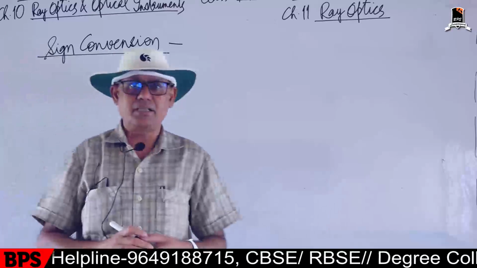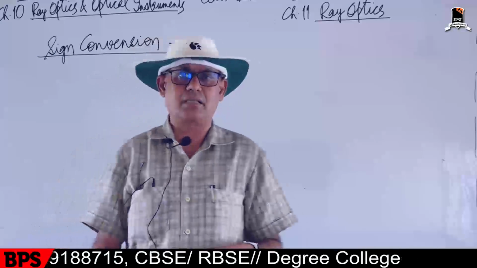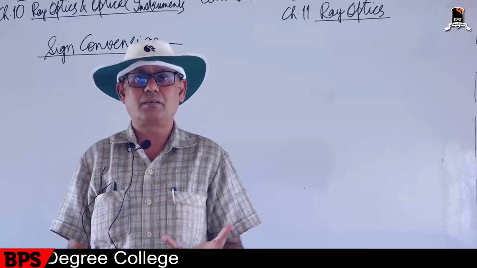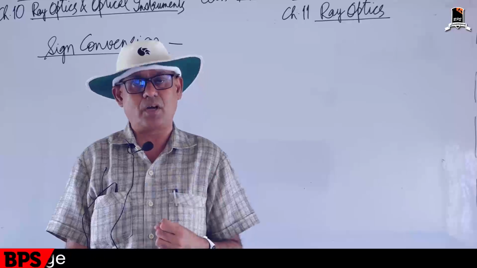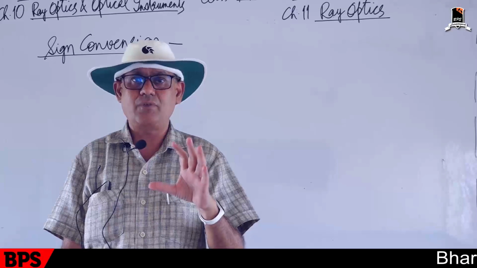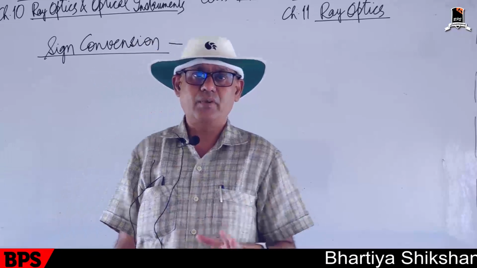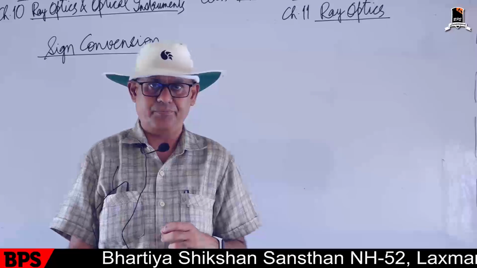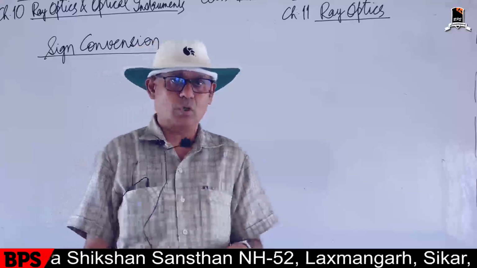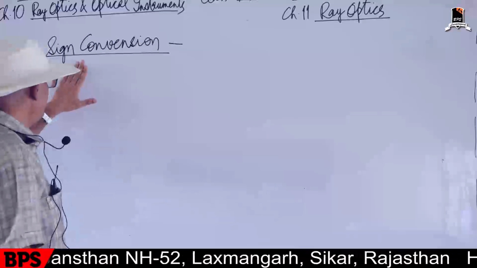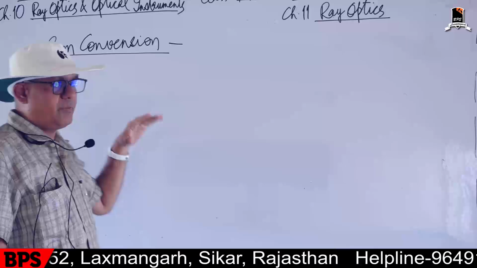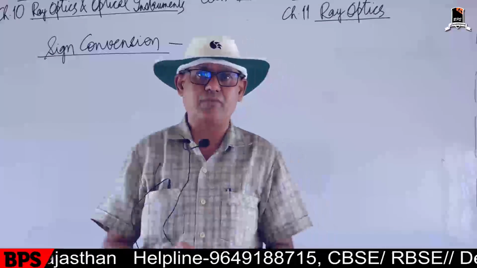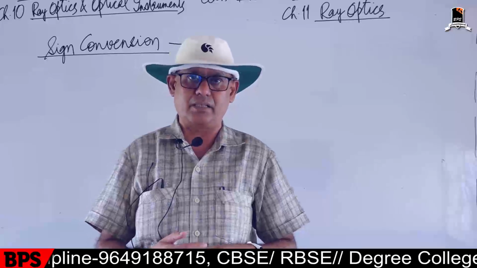Sign convention is needed because there are some distances which may be negative, there are some distances which may be positive. So we will have to decide uniquely which distances are positive and which distances are negative. To do so, we take this sign convention, which is nothing but the Cartesian coordinate system, which you have studied in class 10th also.